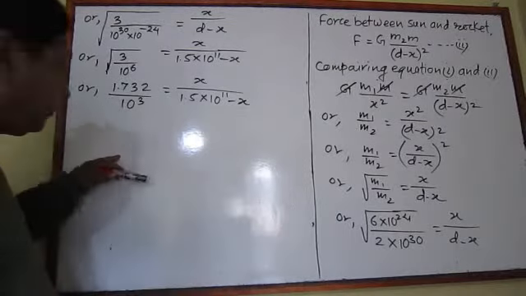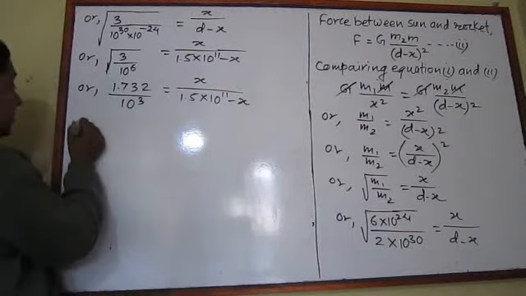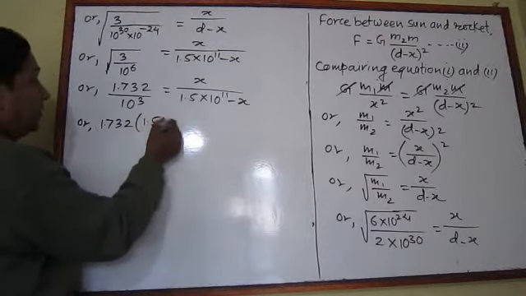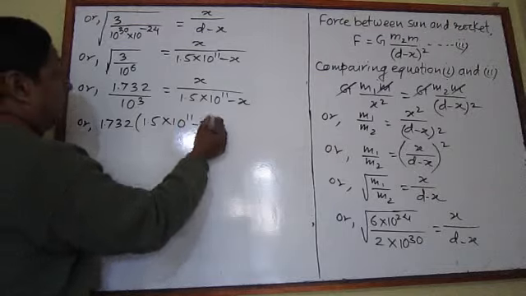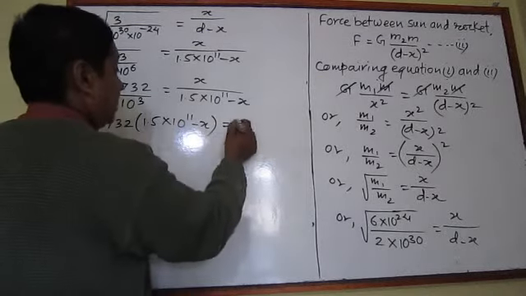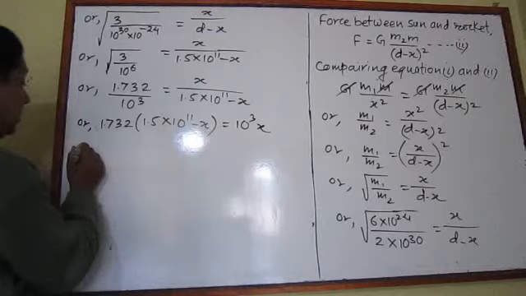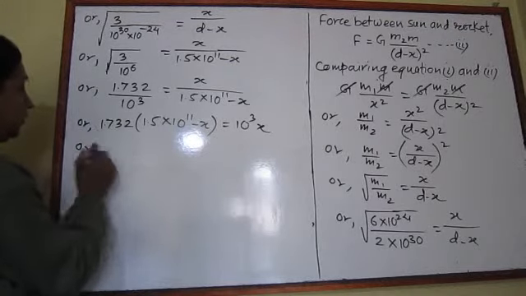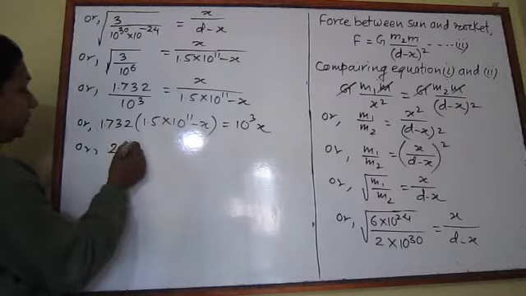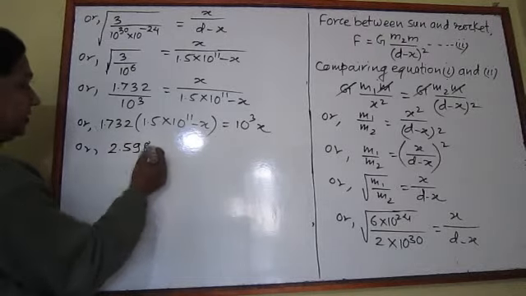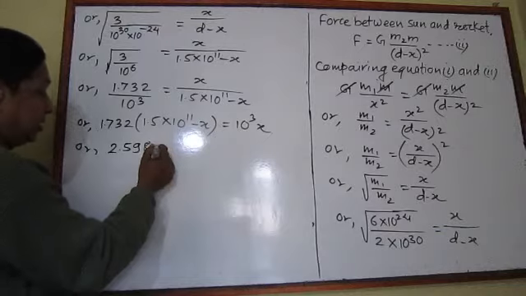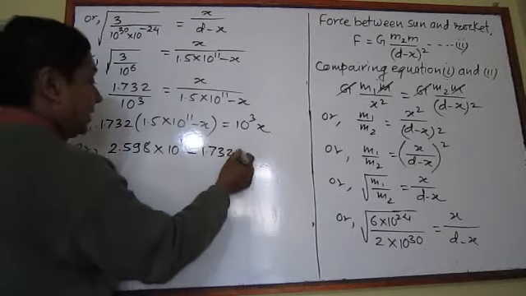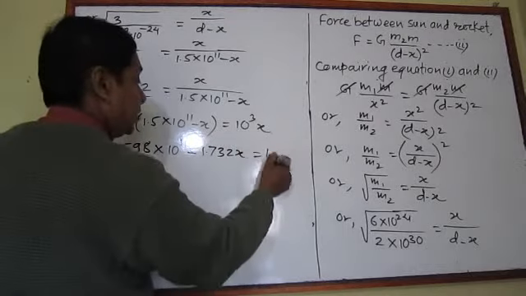Now look at this again. If we take this left hand side, we'll have 1.732 times 1.5 into 10 to the power 11 minus x. 10 to the power 3, if taken to the right hand side, is 10 to the power 3 x. If we multiply these two, then we'll have 2.598 into 10 to the power 11 remains same, minus 1.732x. This is equal to, this 10 to the power 3 means 1000x.